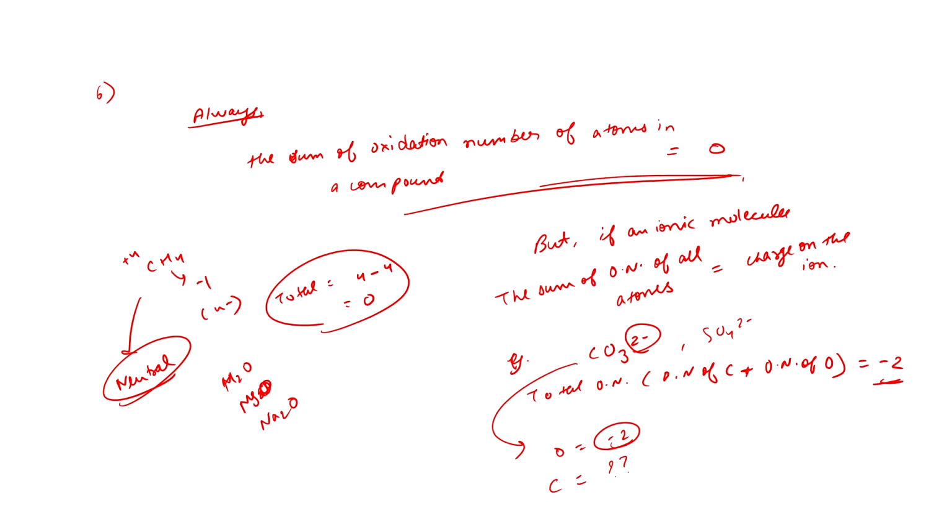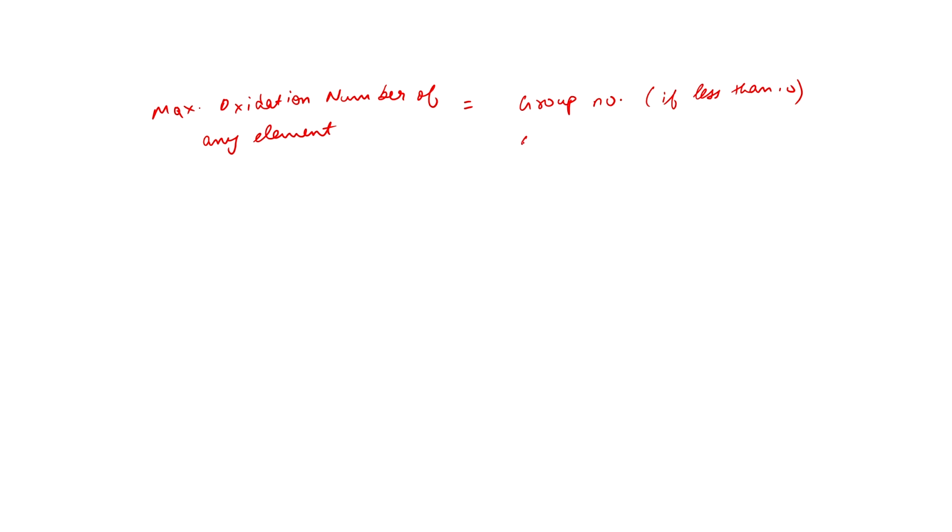One thing you will see is that the maximum oxidation number of any element is equal to its group number if less than 10, or group number minus 10 if more than 10.